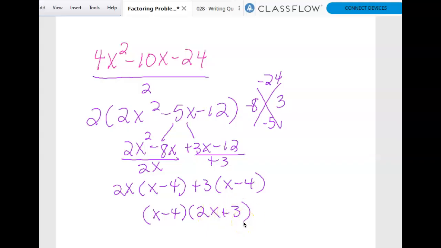So here's the factors. Is that all I have to put? I need the 2, right? The 2 has to, because we factored that to start. Okay, just a couple more.